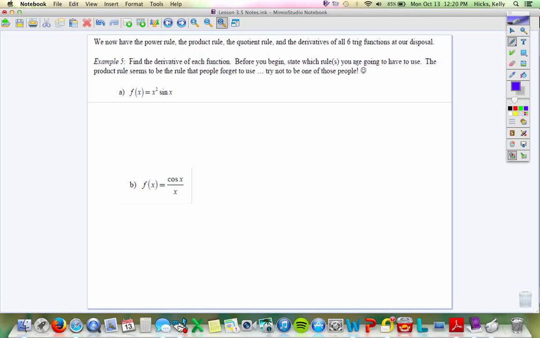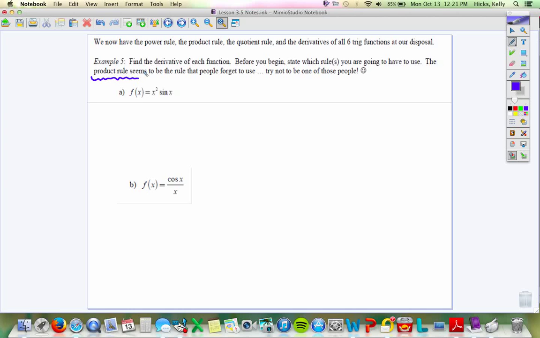Now we have the power rule, the product rule, the quotient rule, and the derivatives of all 6 trig functions. So we can do quite a lot of problems at this point in time. Let's see. Find the derivative of each function. Before you begin, state which rules you're going to have to use. The product rule seems to be the rule that people forget to use. Try not to be one of those people. I very much agree with this.